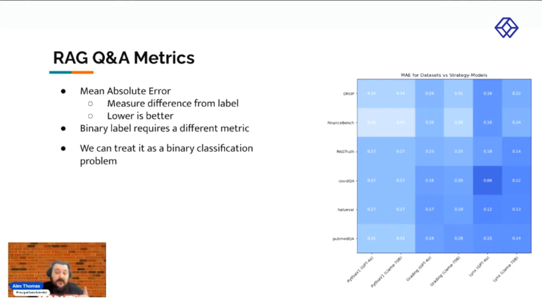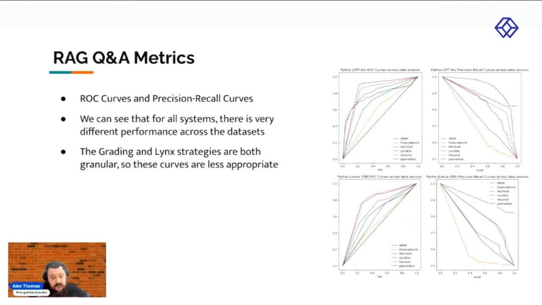But we can treat this as a binary classification problem, in the sense that we can try and figure out for these scores how well they separate out the passes and the fails. So let's look at some ROC curves and precision recall curves for Pythia. We see varying qualities of performance across the different component data sets. This is very informative for classification, but again, it doesn't really work on the grading or Links strategies because they're such granular metrics. So we need to find something that works for all of those.